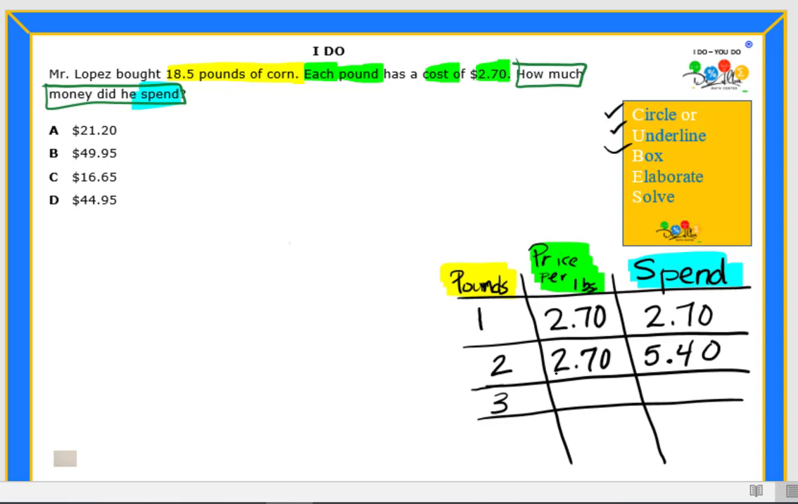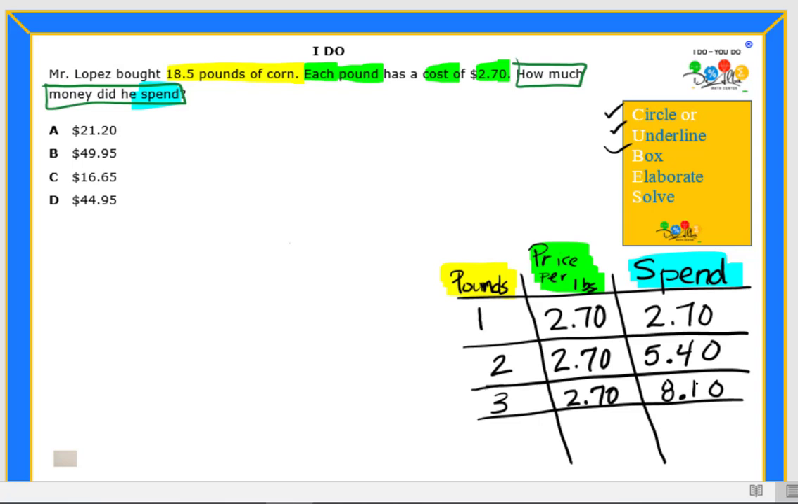Let's say he would buy 3 pounds. Did the price for each pound change? No, it stays the same. It is constant. But the amount that we spend should go up because once again, we are buying more corn. So for 3 pounds of corn, we would have to pay $8.10.